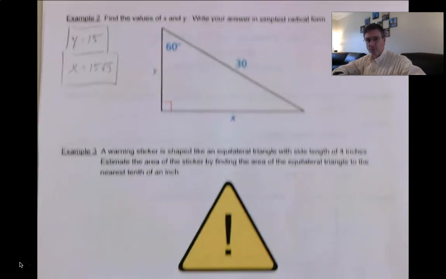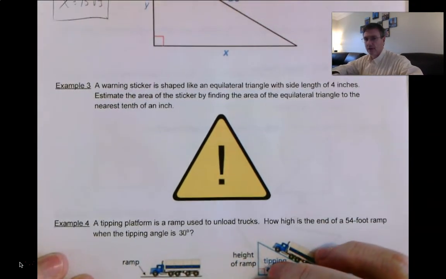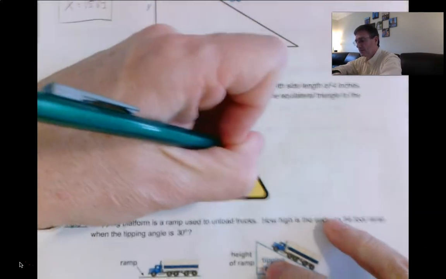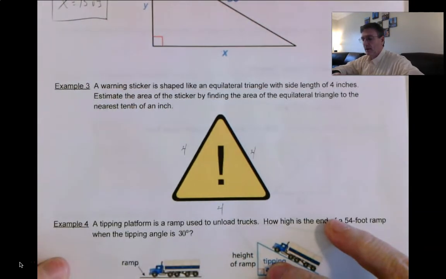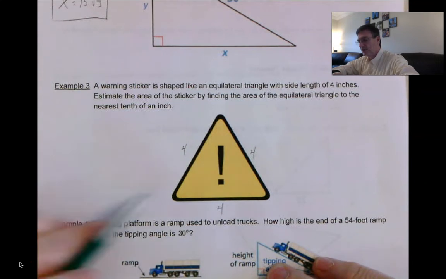That's example 2. Example 3, warning stickers in the shape of an equilateral triangle, where each side length is 4 inches. Estimate the area of the sticker by finding the area of the equilateral triangle to the nearest tenth of an inch.